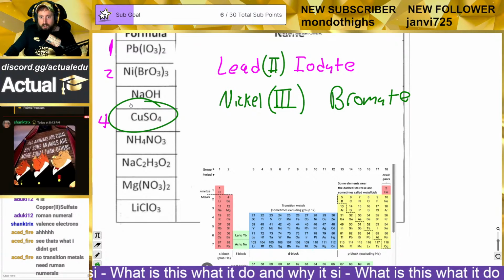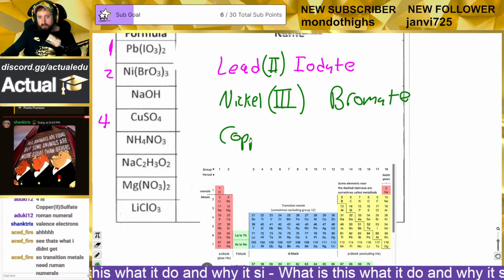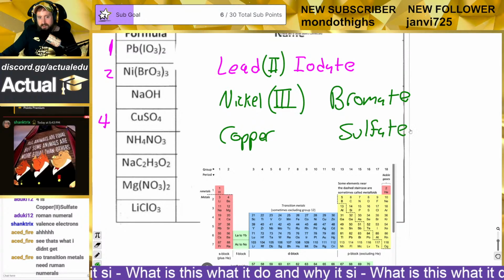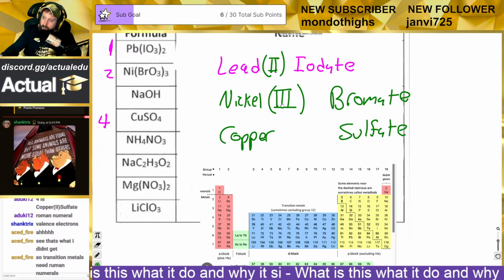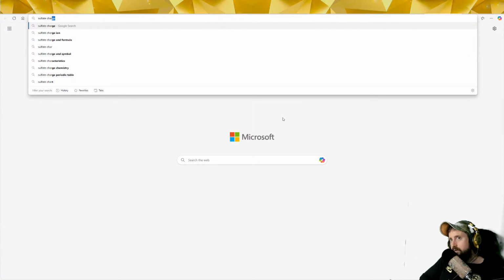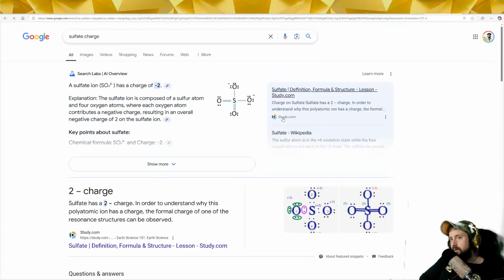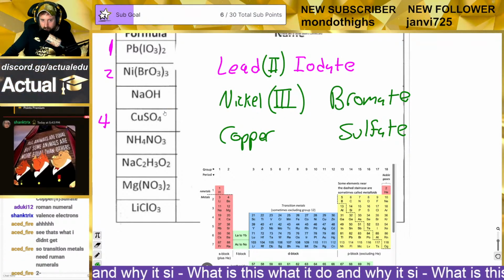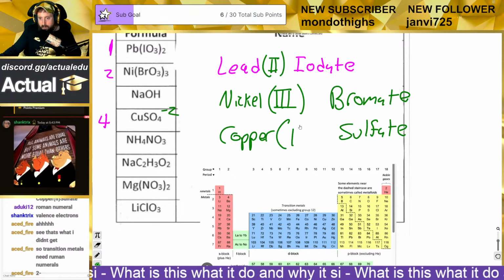And then for this one, this is copper sulfate. However, they didn't give us a charge for sulfate here. You have to know these ones. So we have to say, like, sulfate charge. Sulfate, yeah, is a -2. I remember that. So sulfate is a -2. So this would end up being copper 2 sulfate.